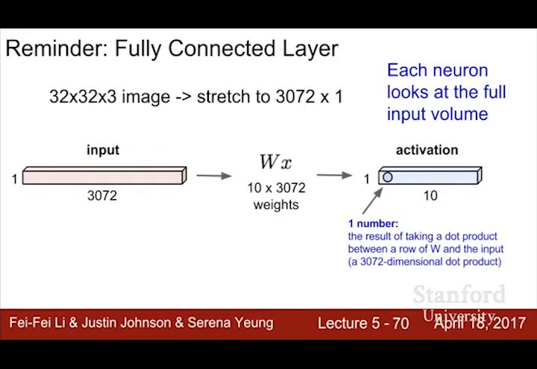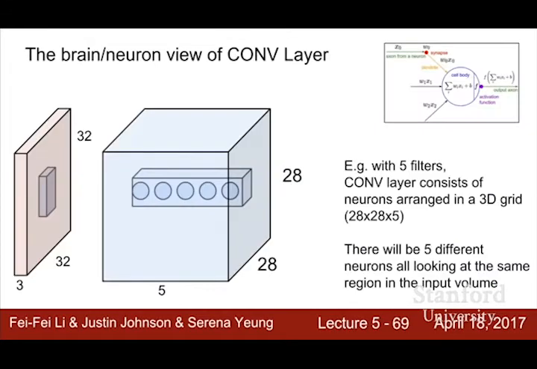And just a reminder, comparing with the fully connected layer that we talked about earlier: in that case, each of the neurons in our output was connected to the entire stretched out input. So it looked at the entire full input volume, compared to now where each one just looks at a local spatial region. Okay, so we've gone into a lot of detail on what these convolutional layers look like.